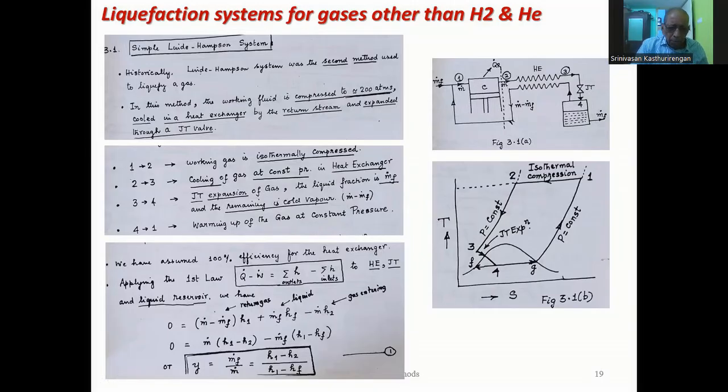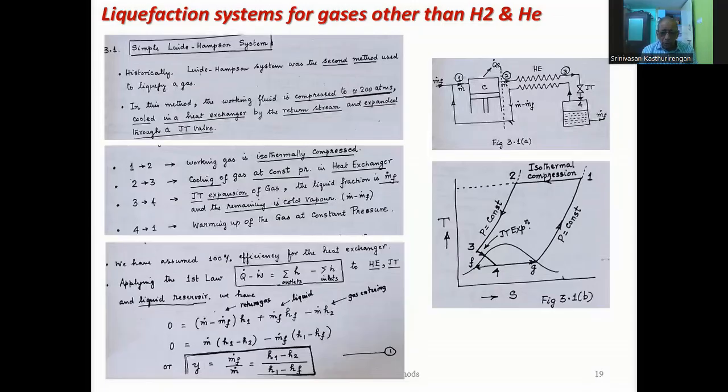Again, we can assume 100% efficiency for the heat exchanger, and now we will apply the first law of thermodynamics here. If you apply the first law, Q dot minus W dot is equal to summation of all the enthalpies of the outlets minus summation of enthalpy of the inlets. Let's apply the first law to the heat exchanger, Joule-Thomson, and reservoir. That means except the compressor, all the other components.